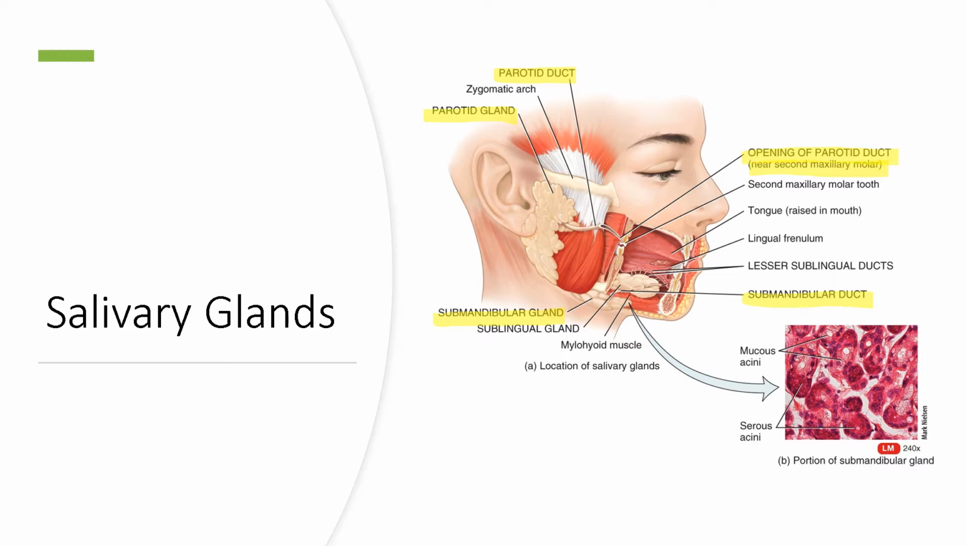And then lastly are the paired sublingual glands. These glands right here. Now these are found beneath the tongue, and they are superior to the submandibular glands.